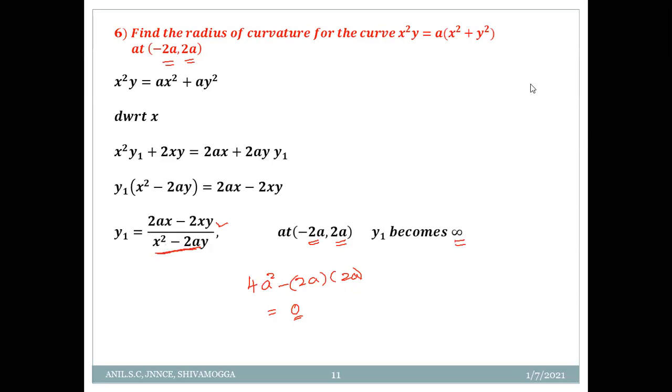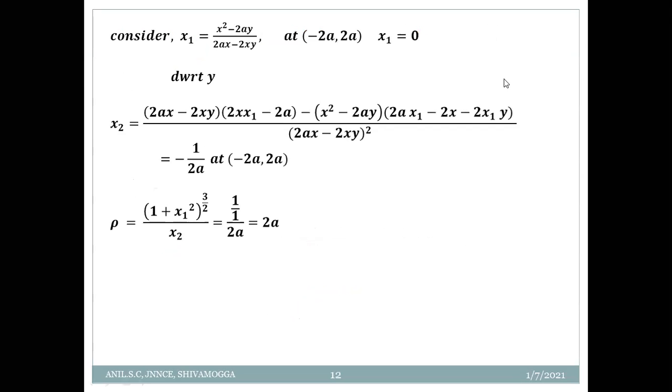In such cases, we take the reciprocal. Reciprocal of dy by dx is dx by dy. It is denoted by x1. Now interchange numerator into denominator and denominator to numerator. The fraction will be x square minus 2ay divided by 2ax minus 2xy.